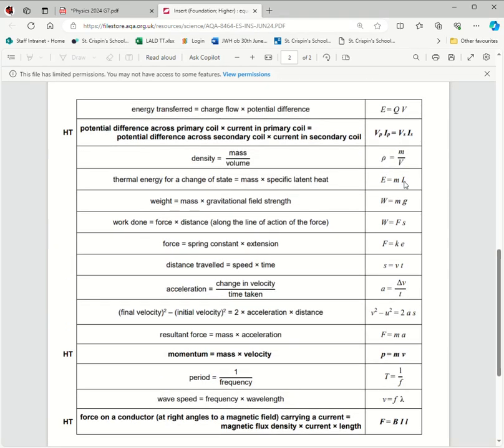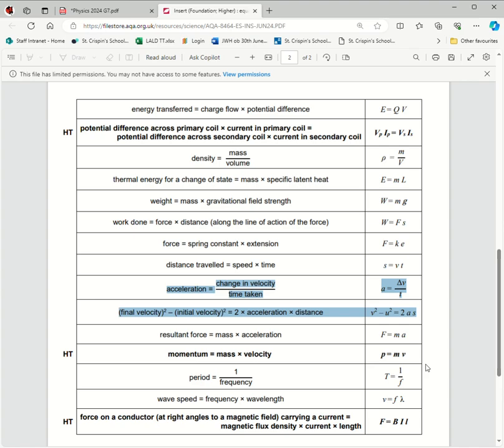If I continue on to the second page, I can now see that it's the two equations just here, which hopefully I've highlighted, which is acceleration is change in velocity divided by time, and final velocity squared minus initial velocity squared equals 2 times acceleration times distance.